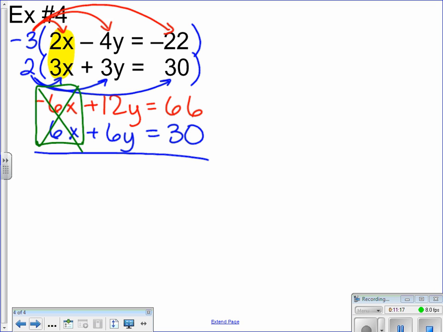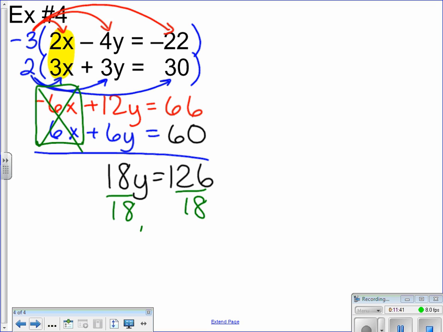We'll now combine the y's together. That's 18y, 12, and 6 makes 18. Oops, I forgot to multiply 2 times 30 and write down 60. So then 66 plus 60 is 126. Divide that by 18, and y equals 7.